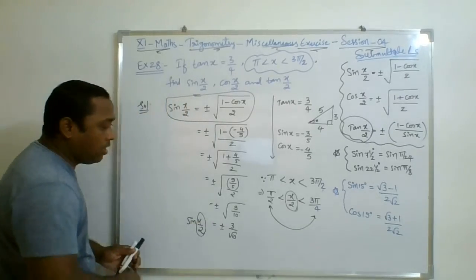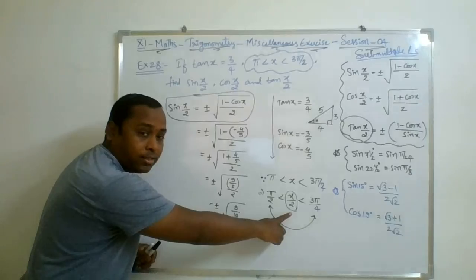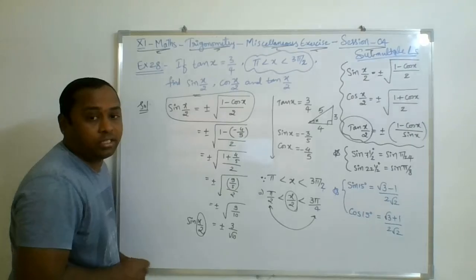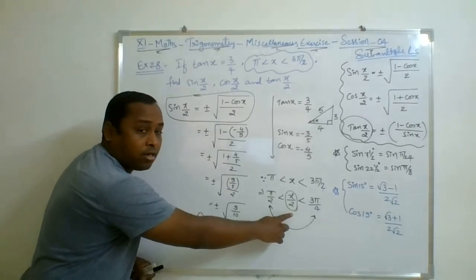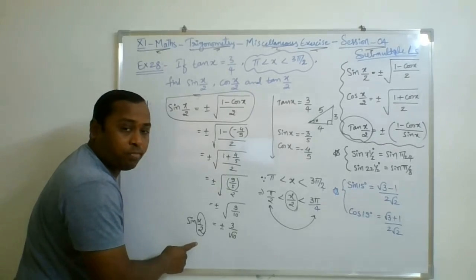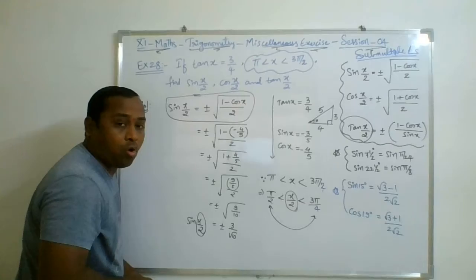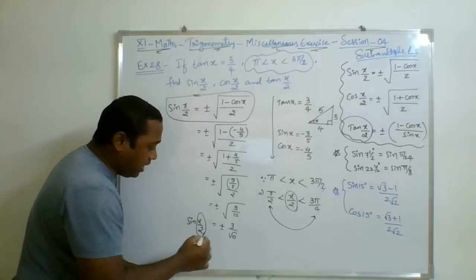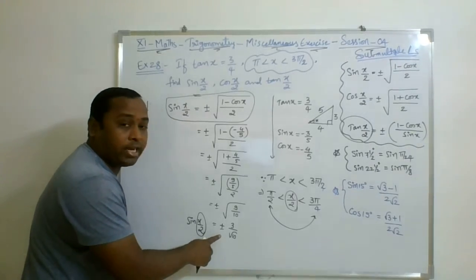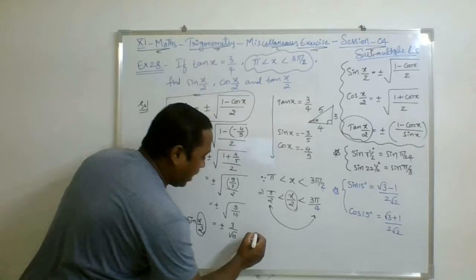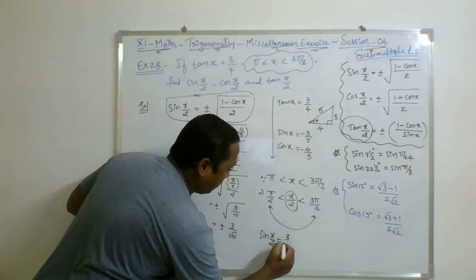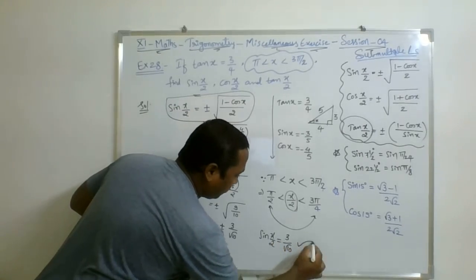So ultimately, if x by 2 angle lies in second quadrant, then sine of x by 2 is positive, because x by 2 angle lies in second quadrant. In second quadrant, sine x by 2 value is positive, all silver tea cups. Hence, we need to avoid the negative sign, only we need to take positive sign. The final answer of sine x by 2 is positive, sine x by 2 is 3 by root 10. This is the answer.